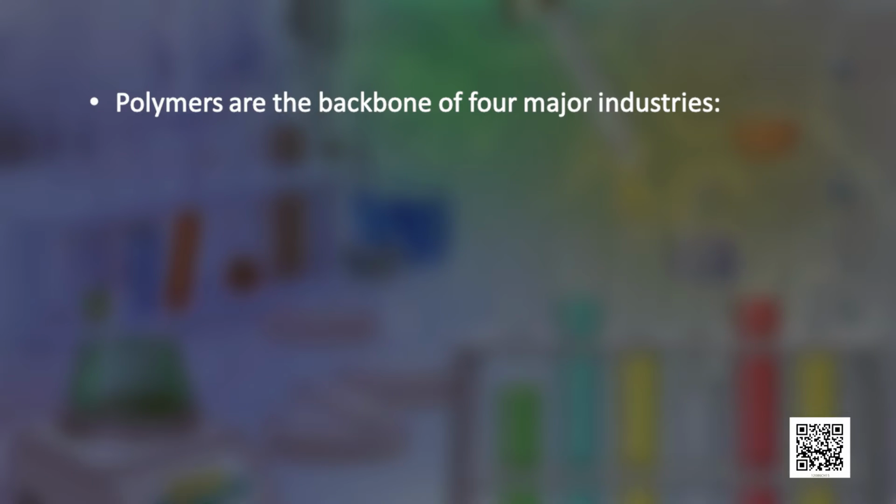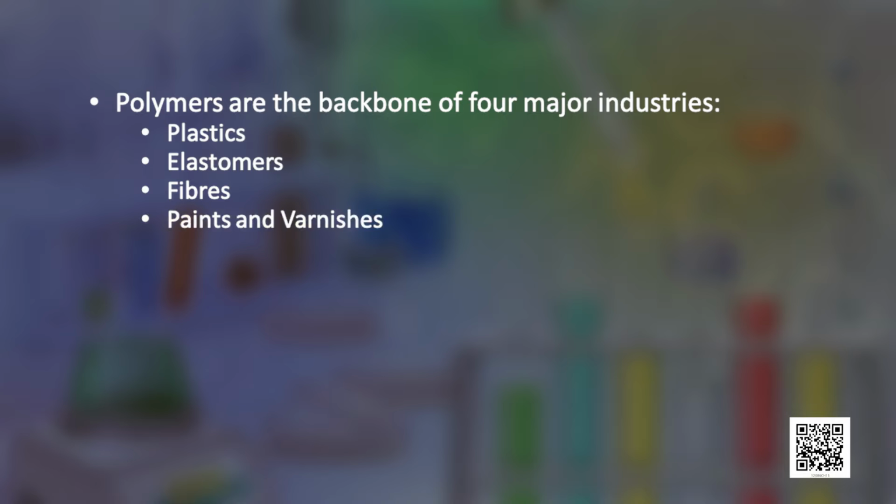Over a period of time, the use of polymers has completely revolutionized daily life and the industrial scenario. Indeed, polymers are the backbone of four major industries: plastics, elastomers, fibers, and paints and varnishes.